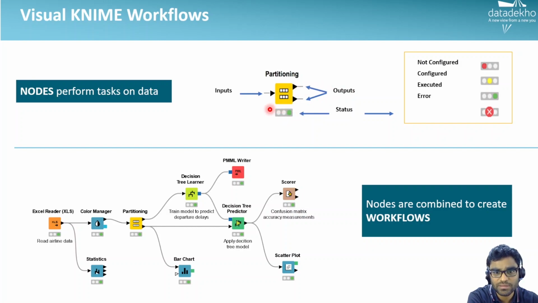And then the rectangle at the bottom shows the status. Here you can see on the left red means not configured, then executed, and then the error message. So this is the meaning of the node status. And then nodes are combined to create a workflow. When you combine multiple nodes, it becomes a workflow. So this is the meaning of workflow. And then you can save your workflow and rerun it every time or whenever you need.